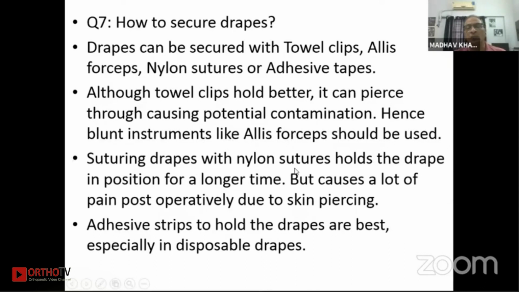Suturing the drapes with nylon sutures holds the drape in position for a longer time, but the danger is that it causes a lot of pain post-operatively due to piercing of the skin. Adhesive strips to hold the drapes in position are the best, especially when you are using the disposable type of drapes.